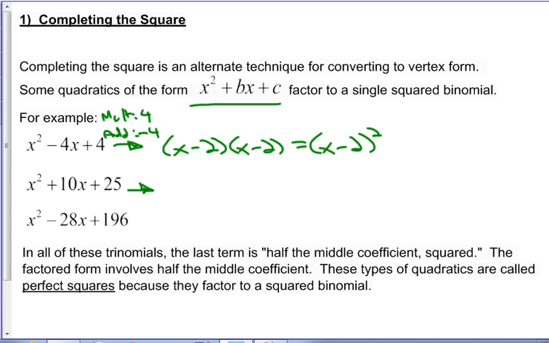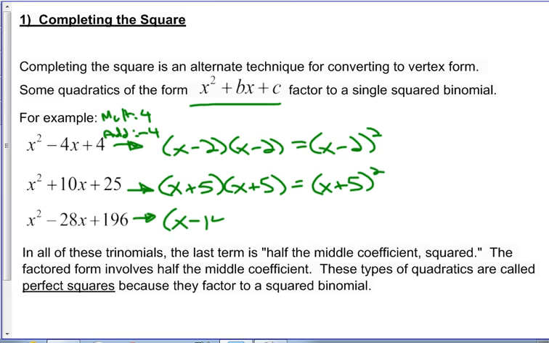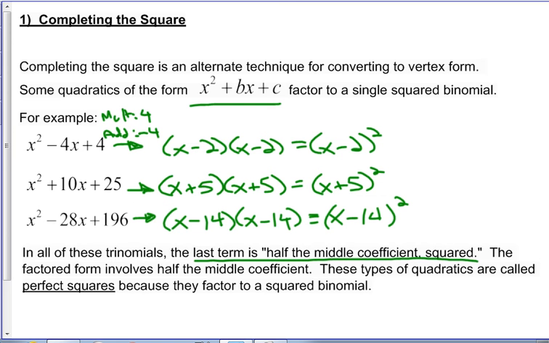Similarly, if I'm looking for numbers that multiply to 25 and add to 10, they would be 5 and 5. So this one factors to x plus 5 all squared. The last one, if I'm looking for numbers that multiply to 196 and add to negative 28, well, that's negative 14 and negative 14. Now what's special about these trinomials is that in all of them, the last term is half the middle coefficient squared. Let's see what that looks like.